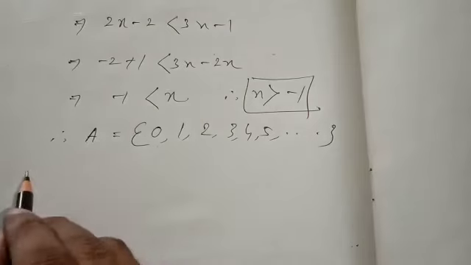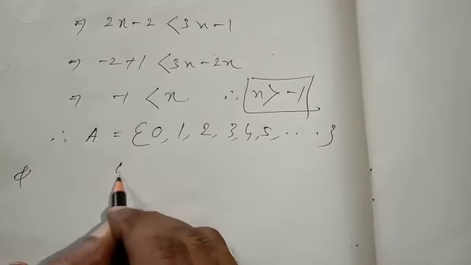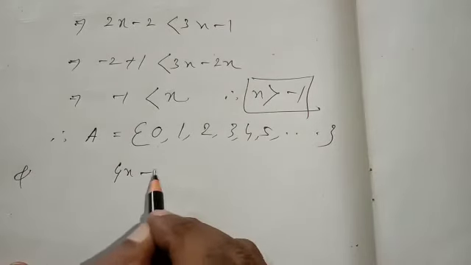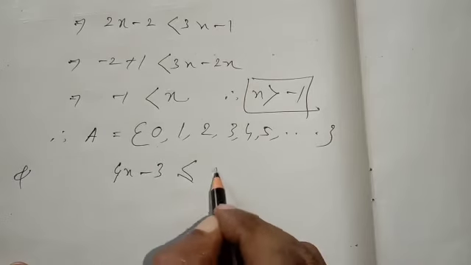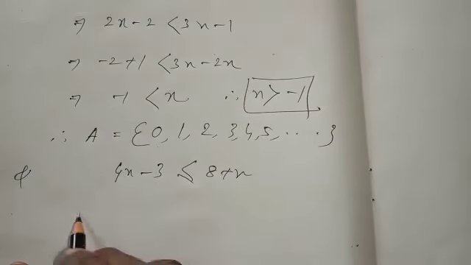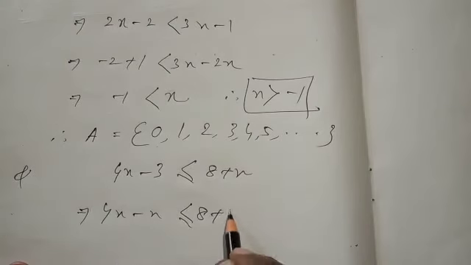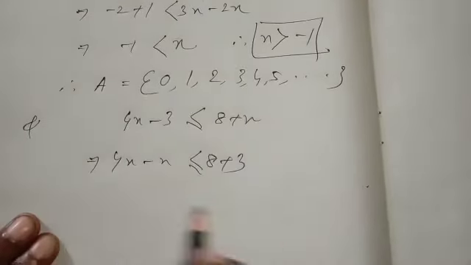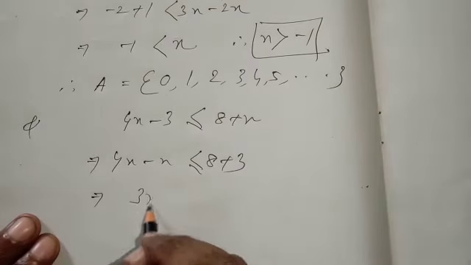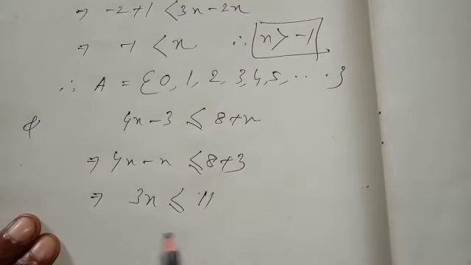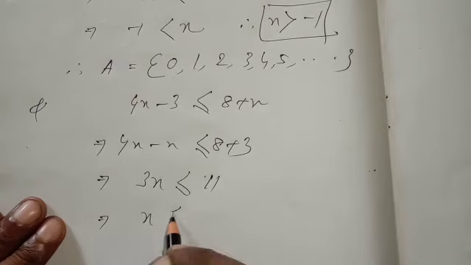And the second inequation given is 4x minus 3 less than or equal to 8 plus x. After that, write 4x minus x less than or equal to 8 plus 3. 4x minus x is 3x, less than or equal to 8 plus 3, which is 11. That means x is less than or equal to 11 by 3.